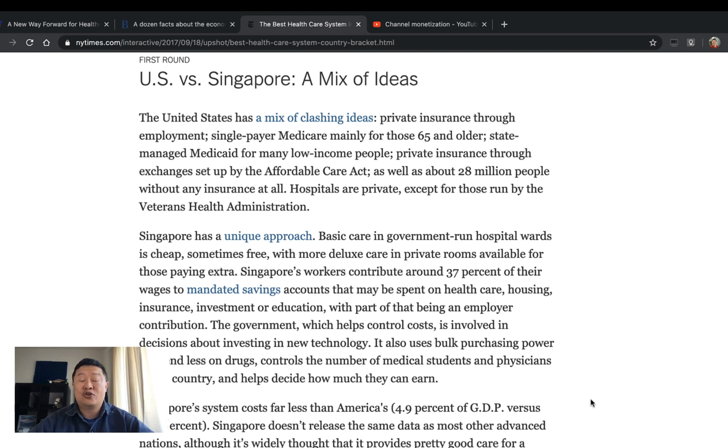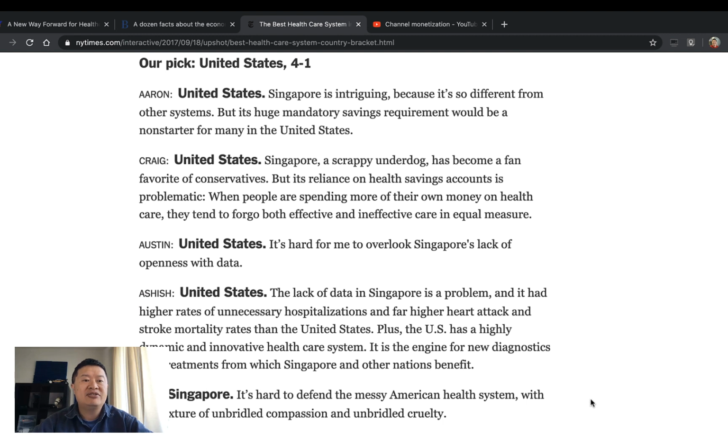Singapore has also a mixed model with some government-run hospitals and then some deluxe care options available if you want to pay extra. Singaporean workers are required to contribute almost 40% of their wages to mandated savings accounts, which then can be spent on healthcare, housing, insurance, education. Who wins? Generally, most people think that the US healthcare system is superior to the Singaporean one.